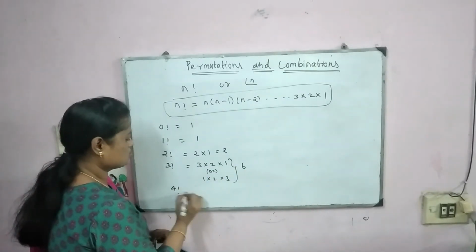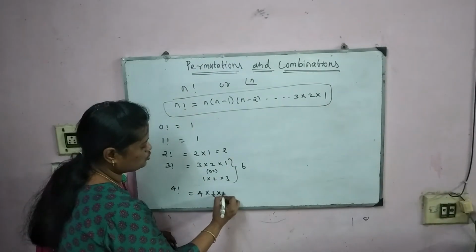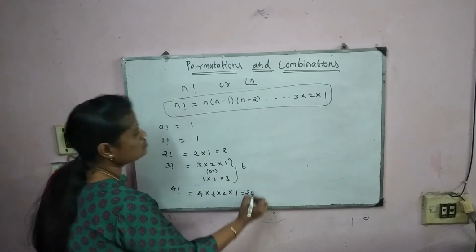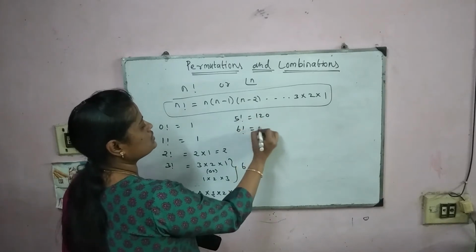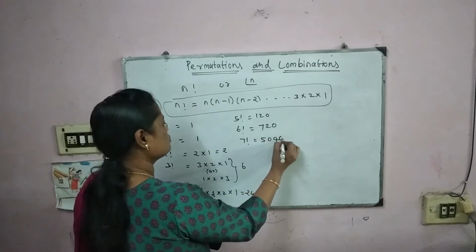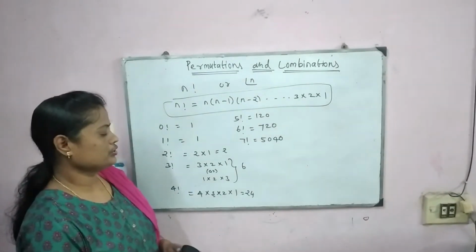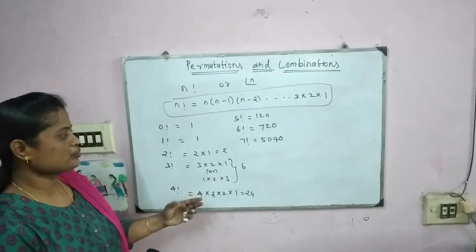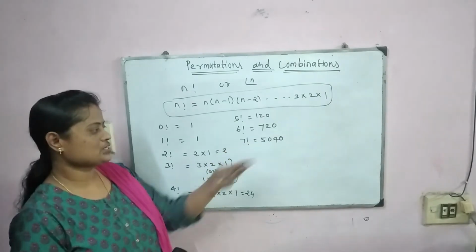And 4 factorial: you go backward, 4 into 3 into 2 into 1. 4 threes are 12, 12 twos are 24. Similarly, 5 factorial is 120, 6 factorial is 720, and 7 factorial is 5040. These are the values. You should memorize at least up to the 7 factorial value, but you should also know the procedure to get these values. Anyway, memorize up to 7 factorial.